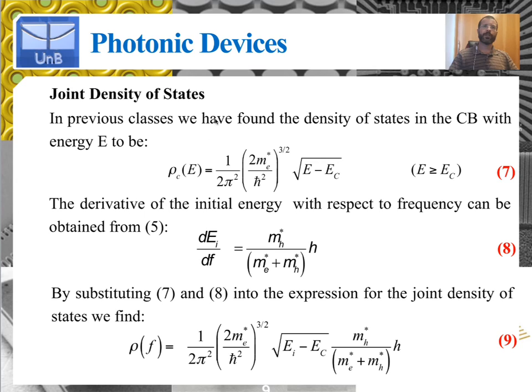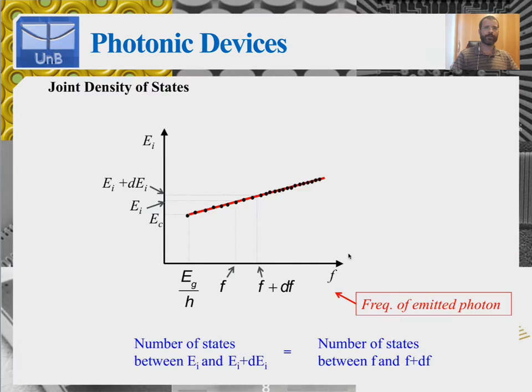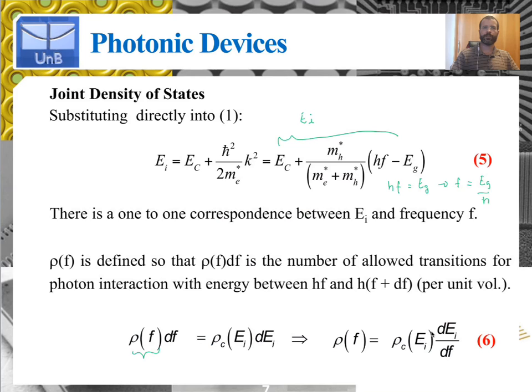In our previous classes we found the expression for the density of states in both the conduction and valence bands. In the conduction band, this is the expression for rho c as a function of E, and it goes with the square root of E. If we want the expression for rho c as a function of Ei, we just substitute E by Ei here, since the initial energy is an energy as well. So we have this, which is this term right here. We have the expression. Now we need dEi over df.